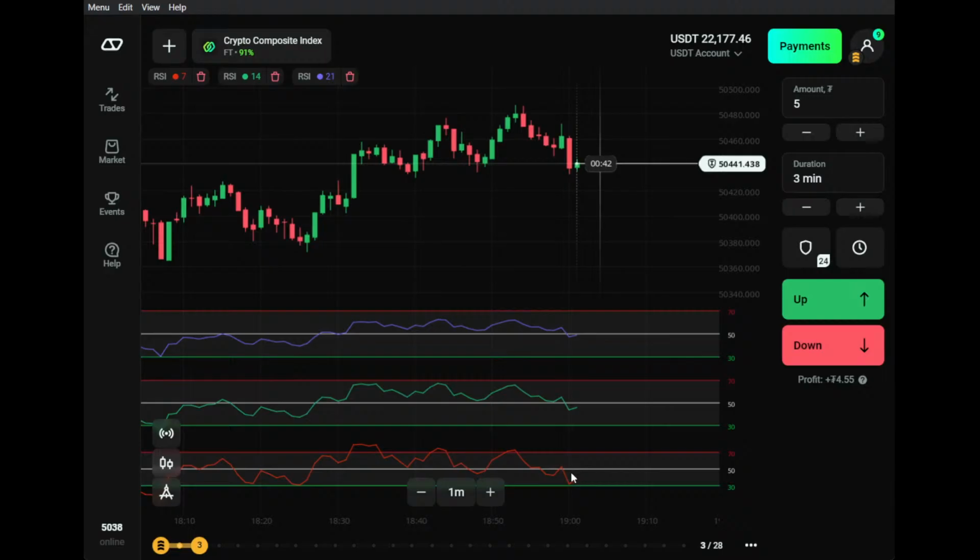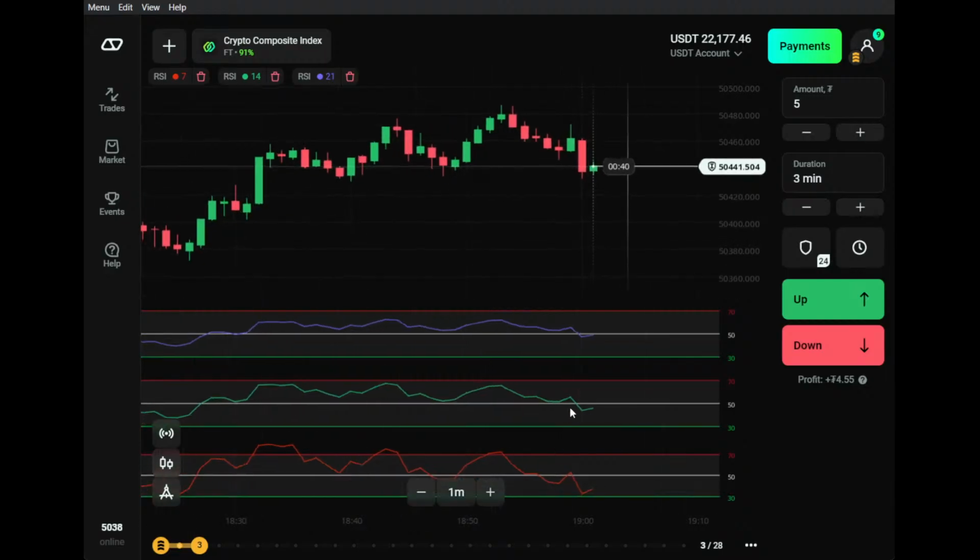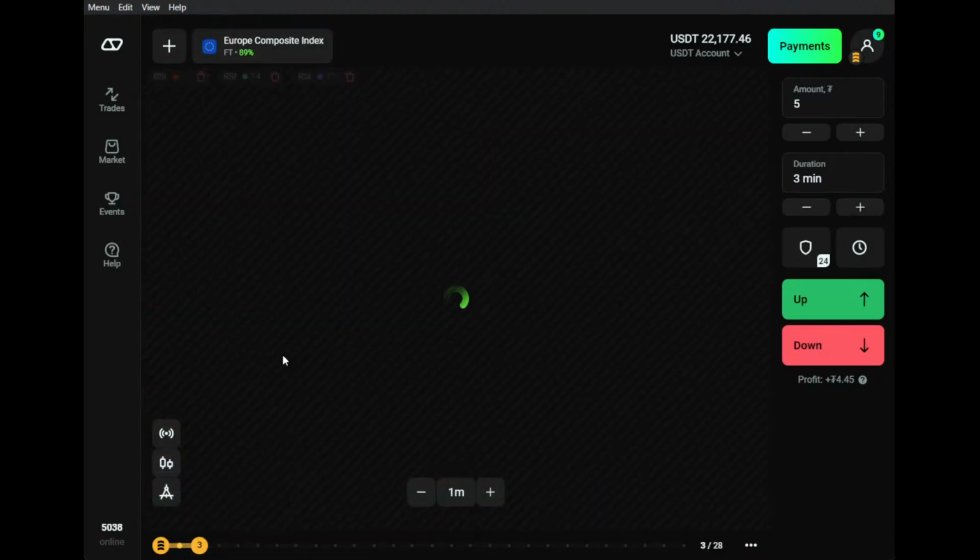In this case, we see 7 has touched, but 14 has not even come close to level 30. So there can be a flip over here. There can be sudden changes over here. In this case, wait for some better signals or try to search some other assets.